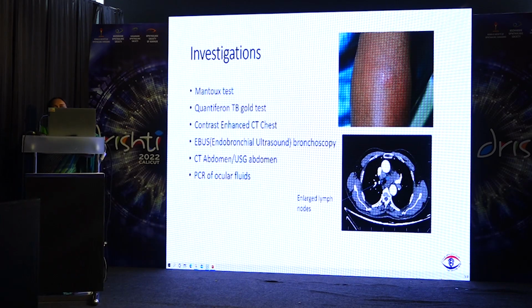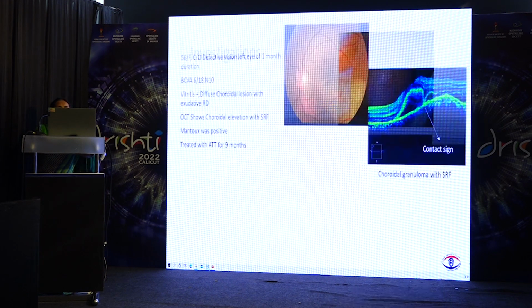Investigations to be done are Mantoux test, QuantiFERON TB Gold test, contrast enhanced CT chest, EBUS bronchoscopy, CT abdomen and USG abdomen to rule out mesenteric lymph node enlargement, and PCR of ocular fluids in cases of doubt.